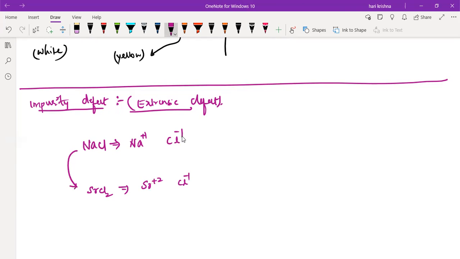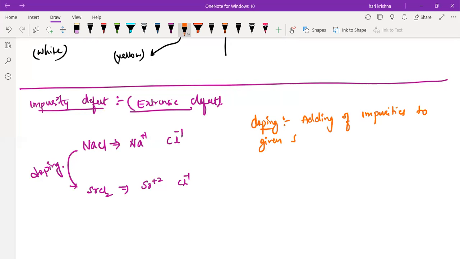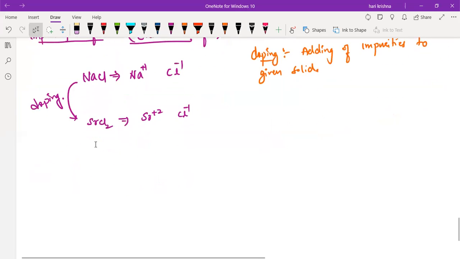So this is a doping process. What is the meaning of doping? Anyone? What is the meaning of doping? Adding impurities to the given solid, that is called doping. To increase the electrical conductivity, we add some impurities to the given solid. That is called the doping process. We will study that after this defects topic, the complete doping and all.